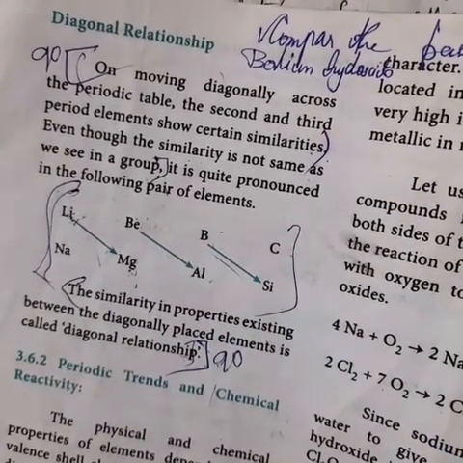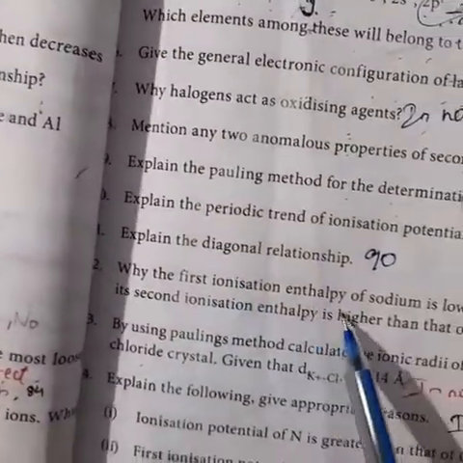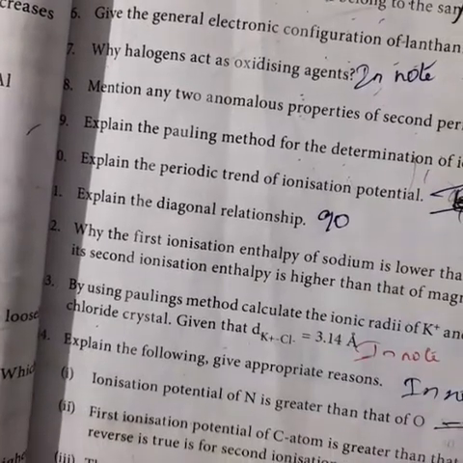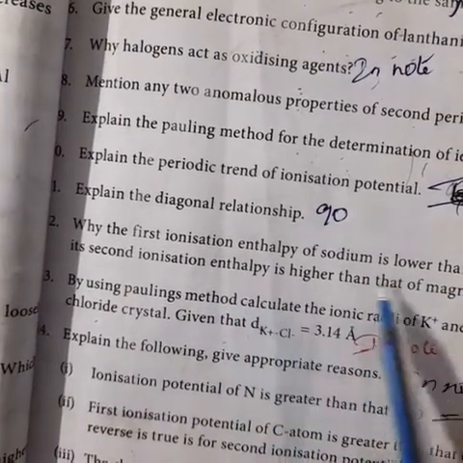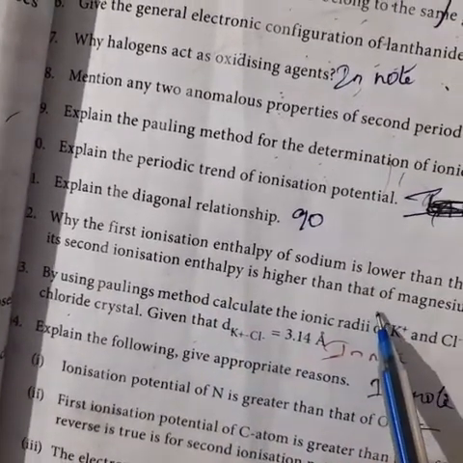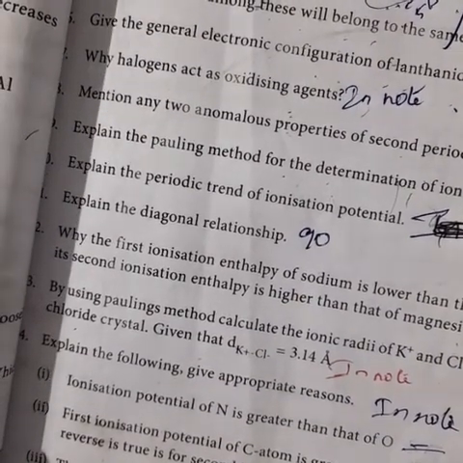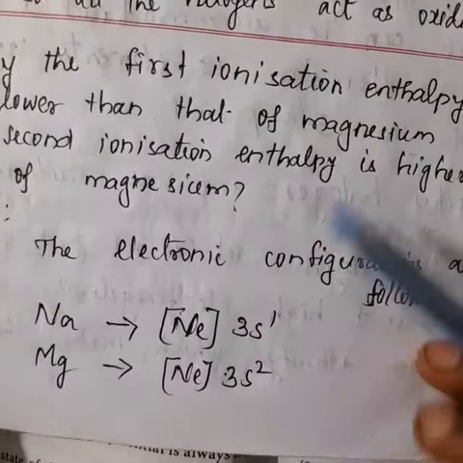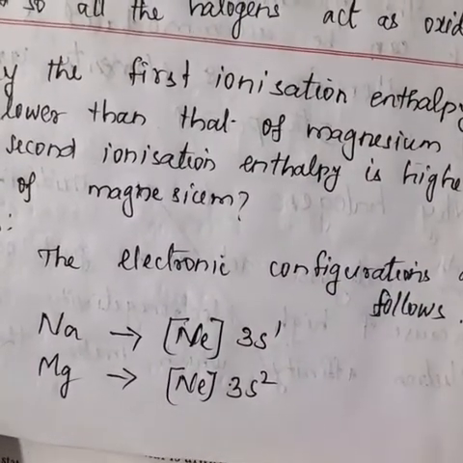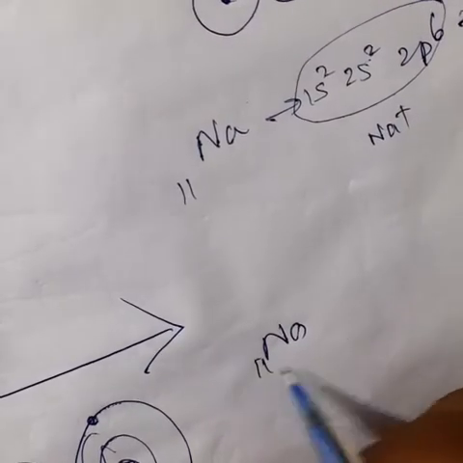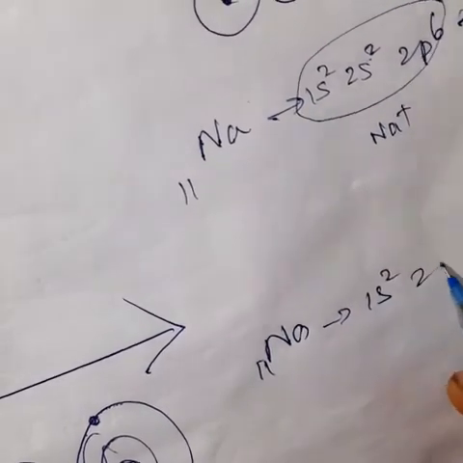And question number 42: why is the first ionization enthalpy of sodium lower than that of magnesium, while the second ionization enthalpy is higher than that of magnesium? Here is the electronic configuration of sodium, atomic number 11: 1s2, 2s2, 2p6 and 3s1.